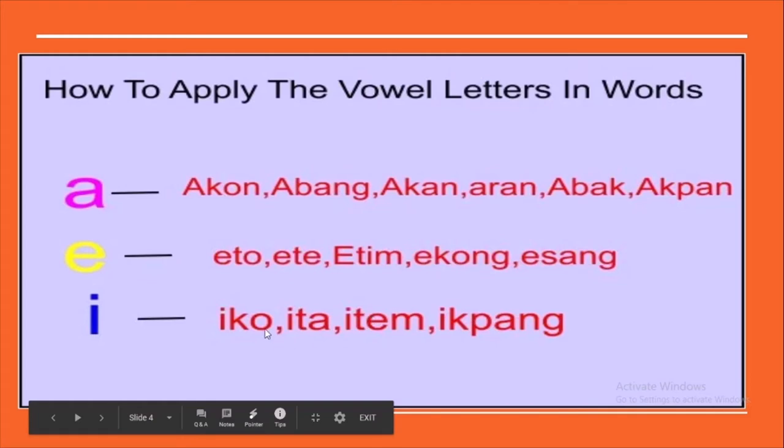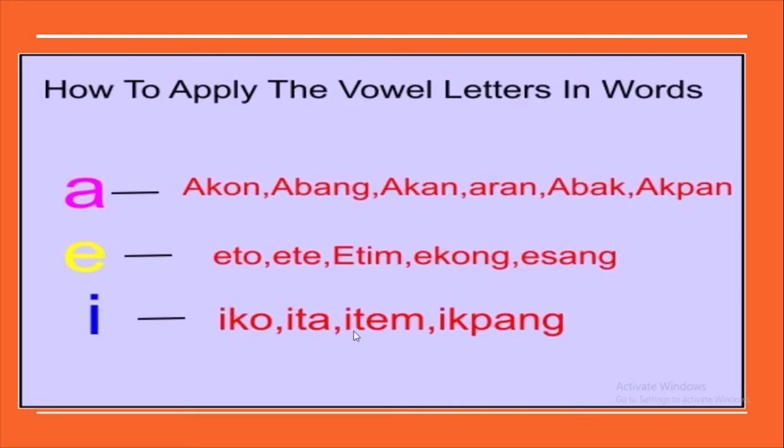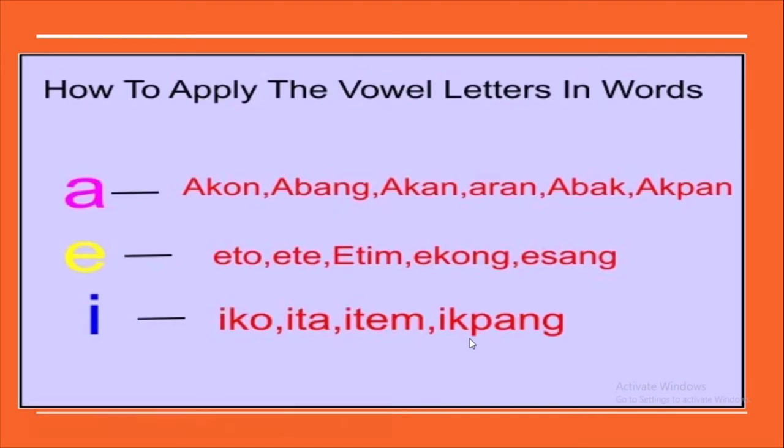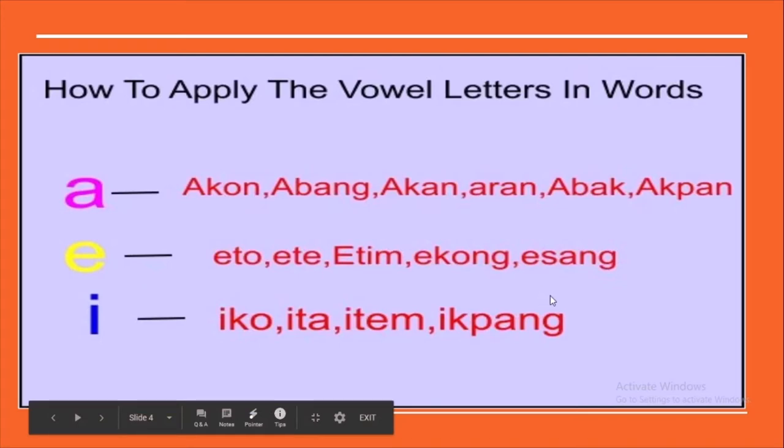Iko means word. Ita means tree. It's actually someone's name as well. Item means advice. Ipang means spoon. All of them have the sound E in it and are represented by letter I. So you now see that they are applicable in almost all the day-to-day words we use.